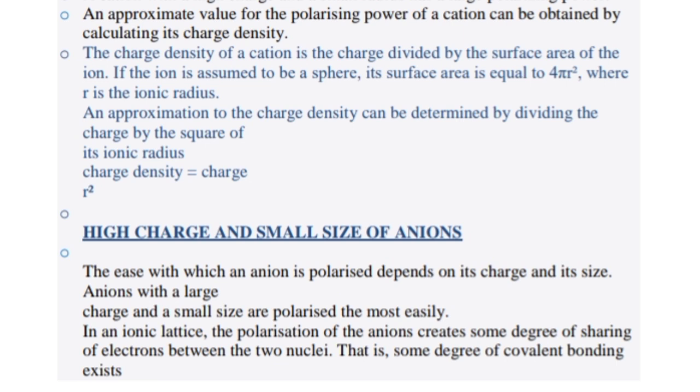Now, the ease with which an anion is polarized depends upon its charge and its size. An anion with a large charge and small size is polarized the most easily. In an ionic lattice, the polarization of the anions creates some degree of sharing of electrons between two nuclei. One is ready to donate, the other is ready to accept. That is how they can make a polar bond.